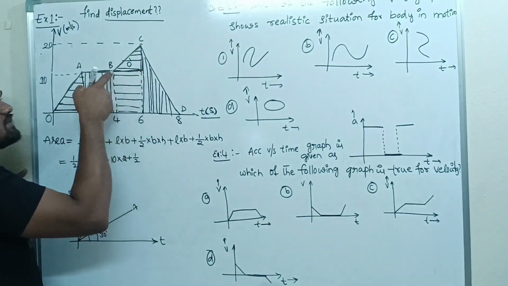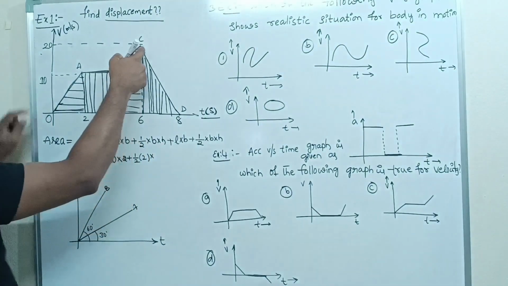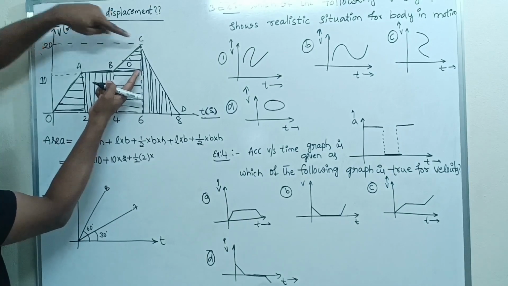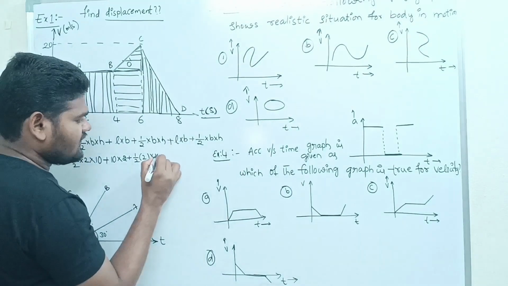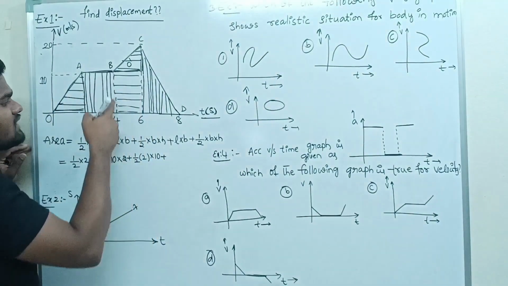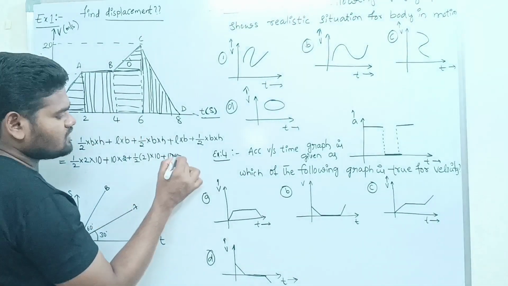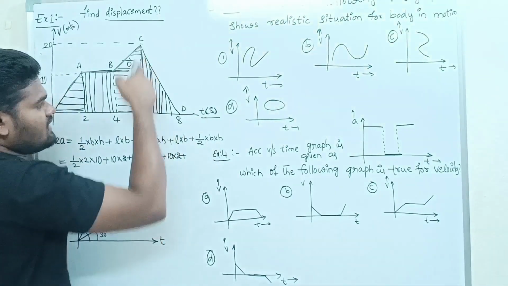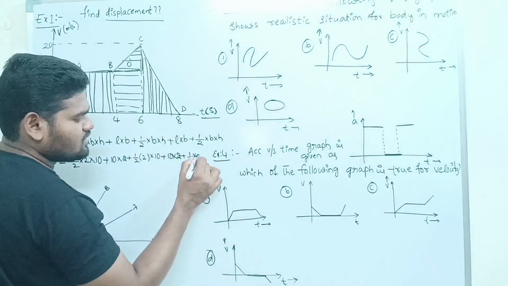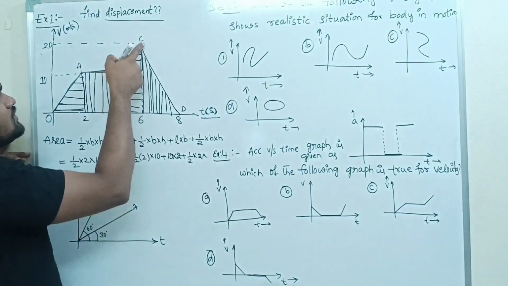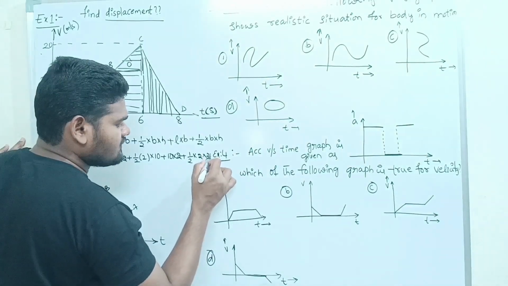Plus half into, again, the base of the triangle O dash. How much? 6 minus 4, 2, into height of this triangle. Have a look, the height of this line equals how much? 20 minus 10, how much? 10. Plus, again about this rectangle, what is its length? 10, into its width, 6 minus 4, 2. Plus, again this triangle area, half into base 8 minus 6, 2, into height of the triangle, 0 to 20, the height is how much? 20. Are you getting? Right.